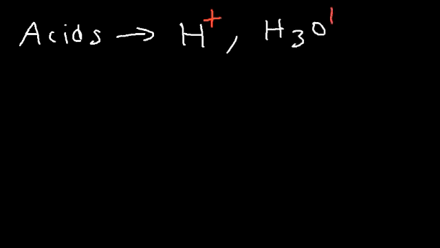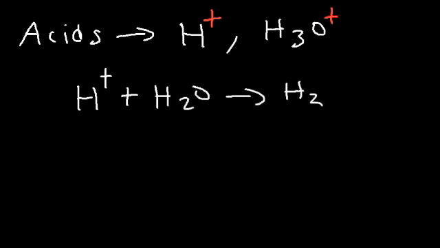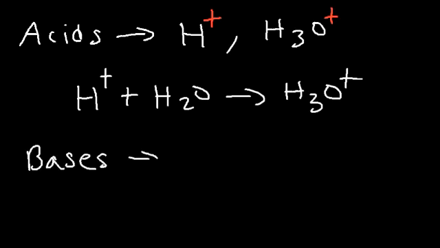Now keep in mind, in water, the H+ ions do not exist by themselves. Rather, they're associated with water to produce the hydronium ion, known as H3O+. The Arrhenius definition for bases is that a base will release hydroxide ions in the solution.